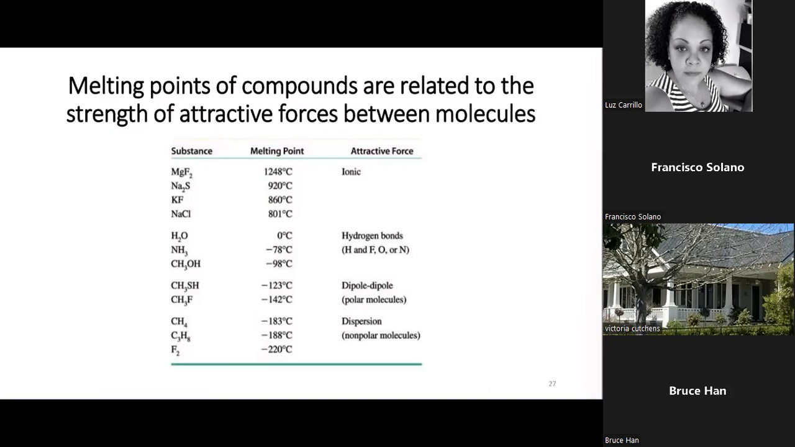So as you can see, the strength of the attractive force matters. And remember, if we try to determine what the strength is, these are going to be weaker down here, and these are going to be strong all the way here. So the stronger the attractive force, the higher the melting point for a particular molecule.